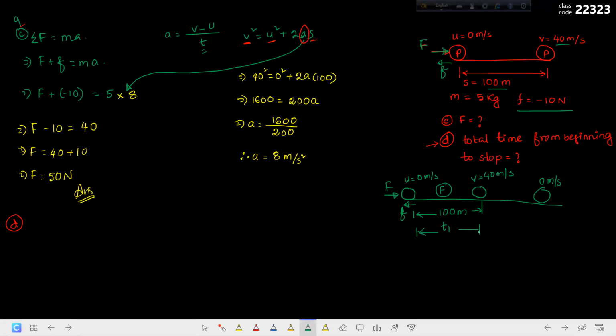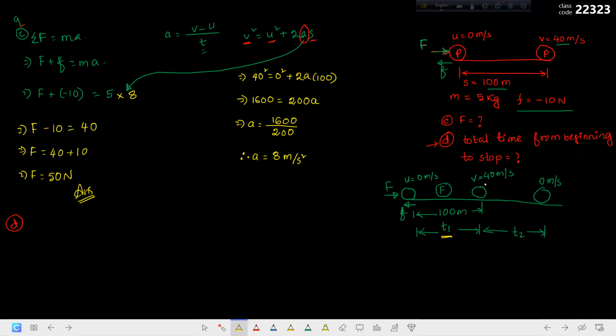Actually, the time taken can be calculated in two parts. They said from the beginning. So from the beginning means from here, from this point, okay, up to the point it stopped. So the whole journey can be divided into two parts, two segments. The first part where the force was acting, we need to find out the time for that. Okay, we need to find out the time T1 for that.